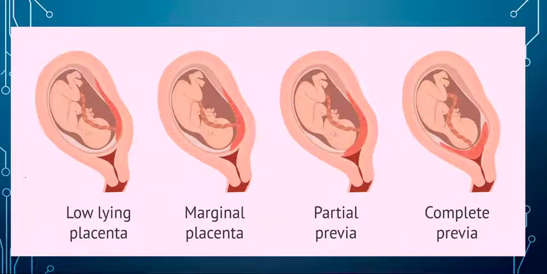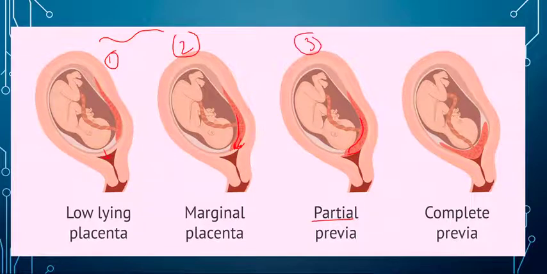So these are the 4 types of placenta previa. As you can see, the placenta is now low lying, and this is the internal os. Now, if it's not touching the internal os, that's grade 1. If it is just touching the internal os, like up to here, just touching, that's marginal placenta, that's grade 2. So these 2 are the minor. Now, if it comes across the internal os but does not completely occlude it, that's partial previa, or grade 3. And when it totally obstructs the internal os, that's complete previa.